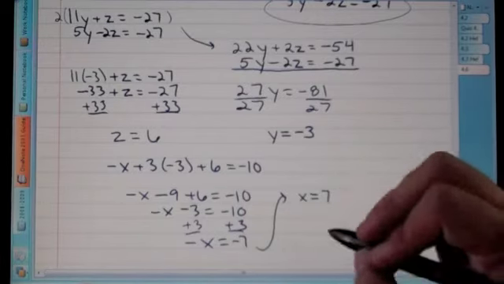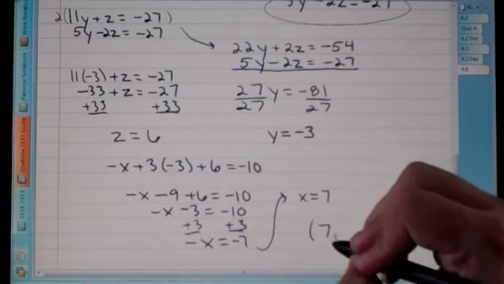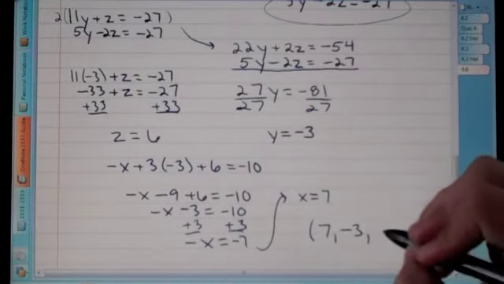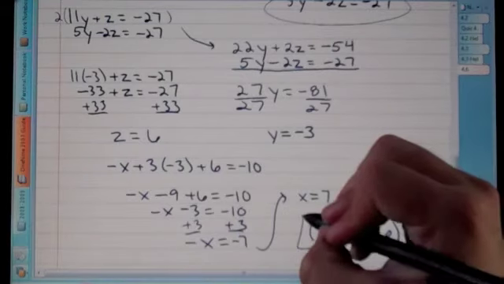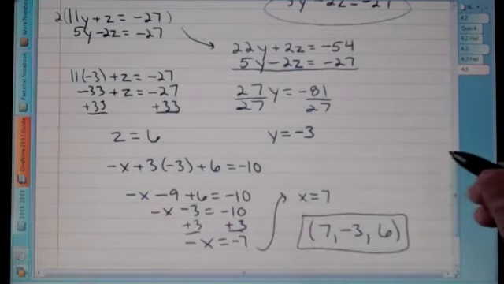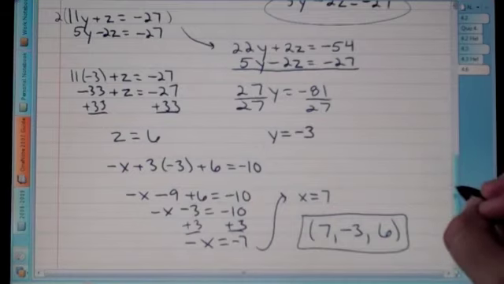So now we solve for all three. So again, x is 7, y is negative 3, z is 6. And this would be our final answer. I know there's a lot of steps. I'm not going to give you too many of these problems to do for homework, but you do still need to know how to do the process.